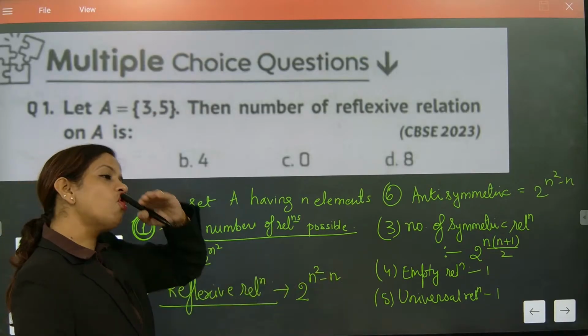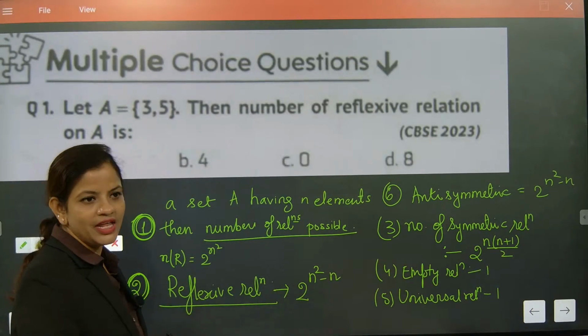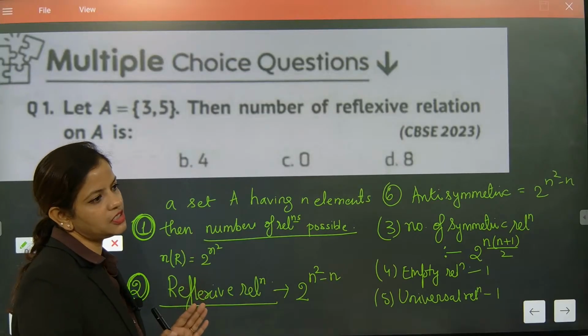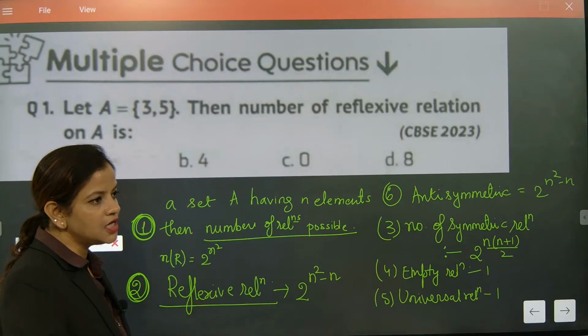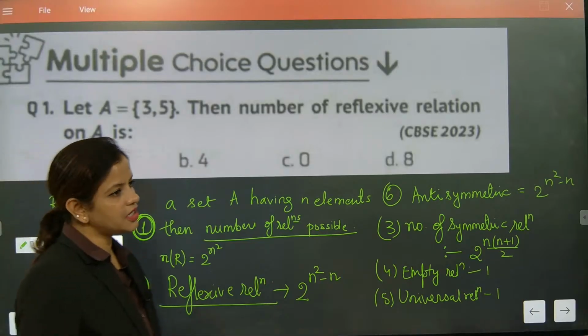Universal relation means all elements are inside. A cross A is having how many elements? If all the elements are inside, it is called a universal relation. Now look here, I'll explain universal relation and empty relation also.